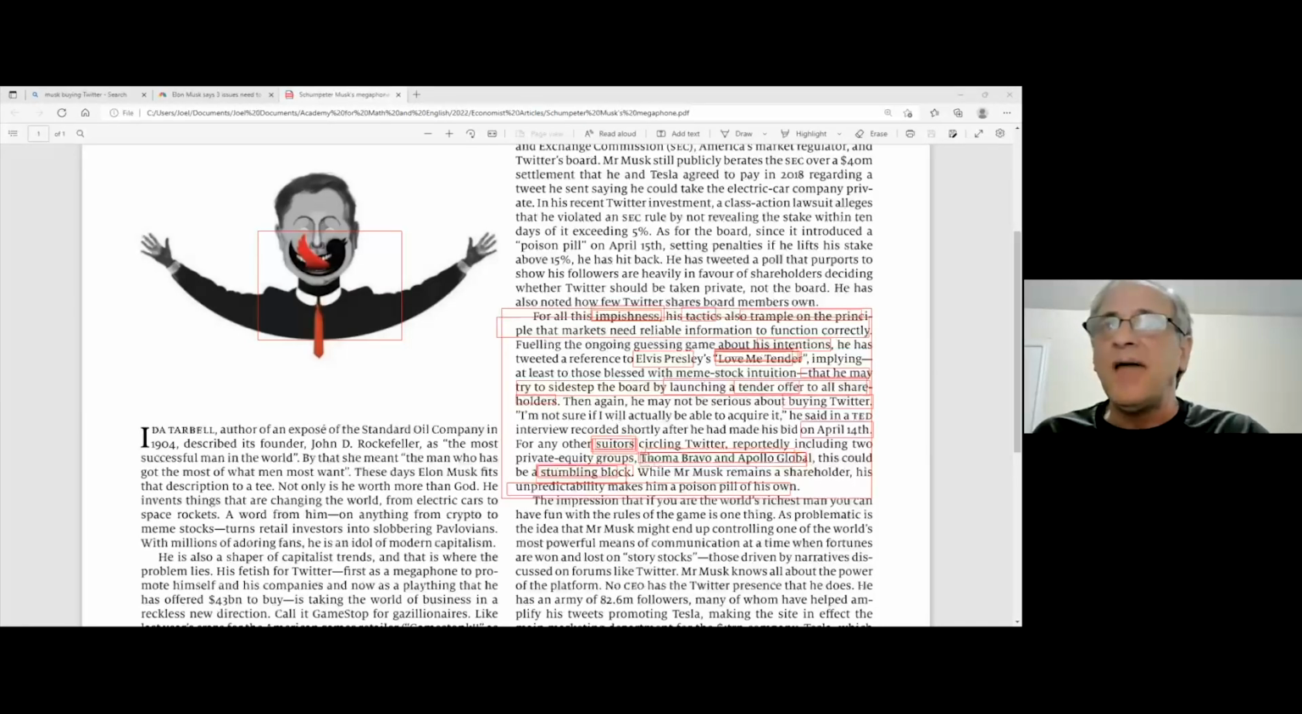Okay, so he is still a shareholder. Remember, he had 9% share. He wants to be 100%. So he is still a shareholder, but his unpredictability makes him a poison pill of his own. Interesting way to term it, right? Because we said a poison pill is something the company would put in place to stop something from happening. But here the author is saying, well, Elon Musk himself is like a poison pill because he's so unpredictable. Okay. All right. So thank you for reading that, Ethan.